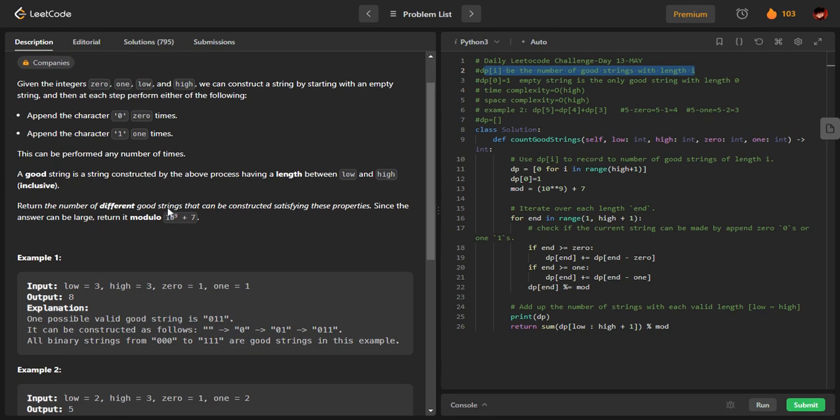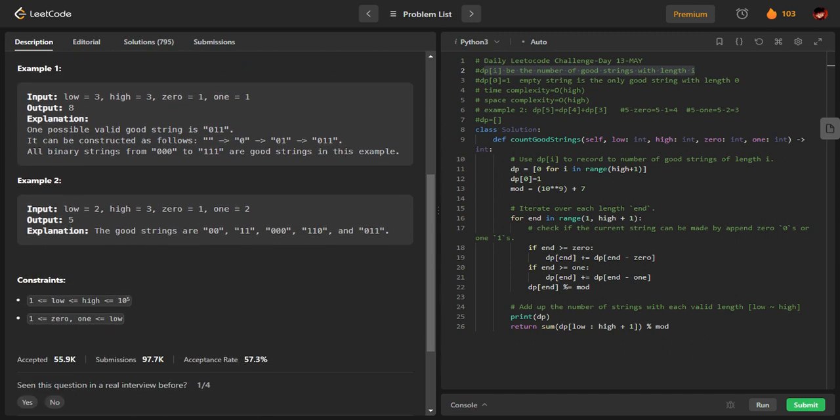Because one thing we have to be very careful about is that we have to return all possible good strings between these particular lengths, between low and high lengths, both inclusive. For example, here low is 2 and high is 3, that means we have to return both, where 2 is also feasible and 3 is also feasible.